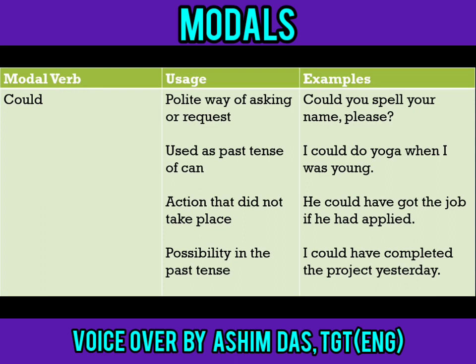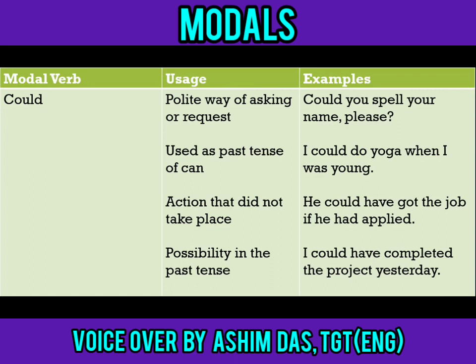The third usage is to describe an action that did not take place. Example, he could have got the job if he had applied. The next usage is to express possibility in the past tense. Example, I could have completed the project yesterday. So, these are the main usages of the modal verb could.